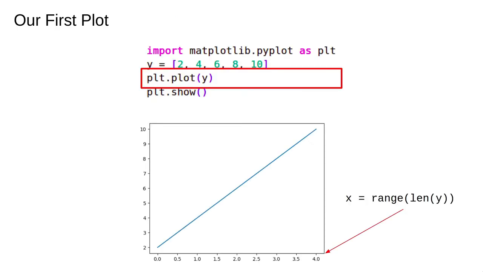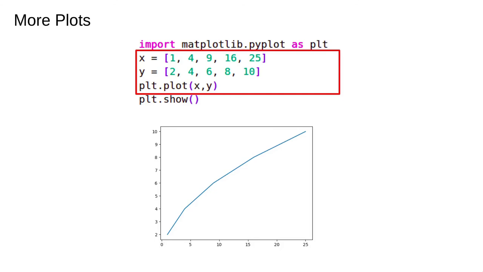Here we specified the y data. If we don't give x values, by default, matplotlib uses the numbers 0, 1, 2, 3, and so forth. Specifying x coordinates is simple. We just pass two arguments to the plot function.